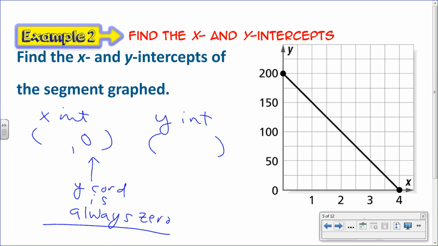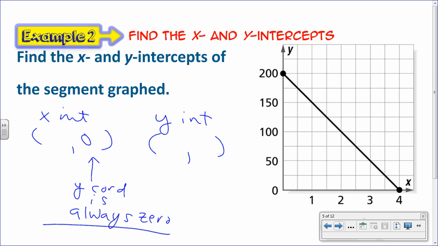Is that true in every case? Yes. It cannot not be true. Okay? It cannot not be true. If it crosses through the x-axis, then it's the x what? Intercept. And it has to have a 0 coordinate of y. Be with me? Okay.